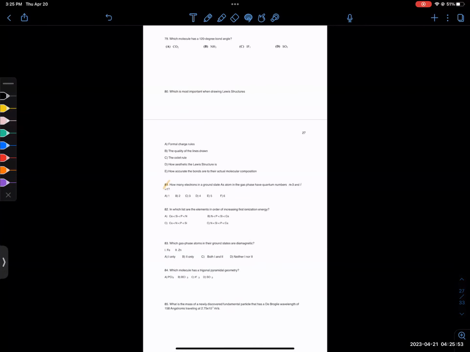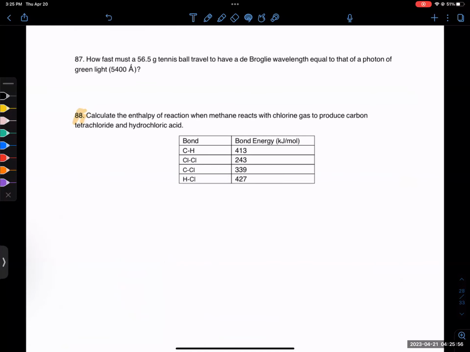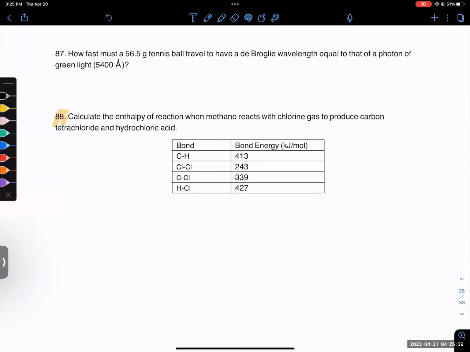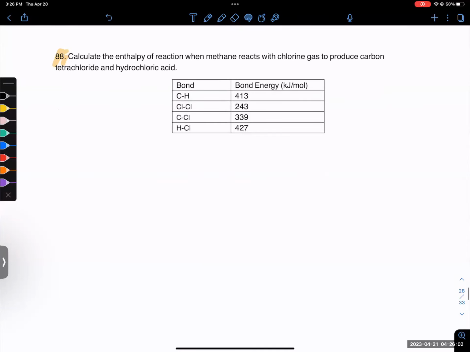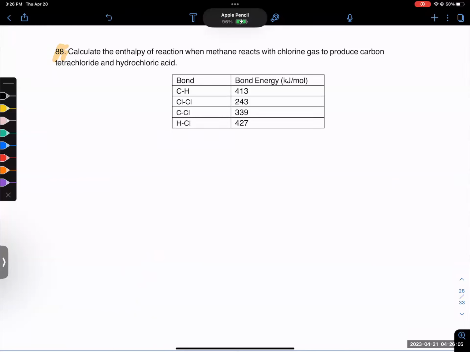Okay, I wanted to jump all the way down to these. Have y'all started bond enthalpy? We had a question on it now, so thoughts about it. Calculate the enthalpy of a reaction when methane reacts with chlorine gas to produce carbon tetrachloride and hydrochloric acid. No, you'll be given that table.